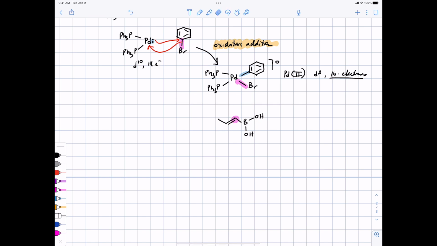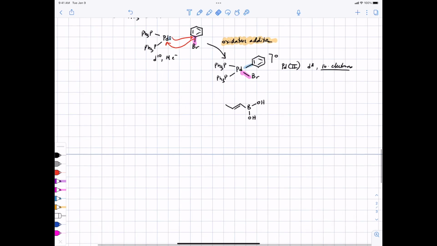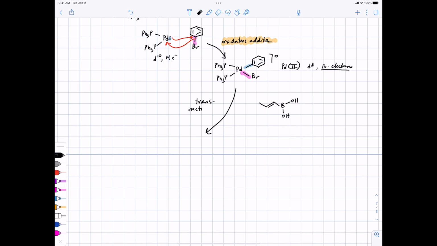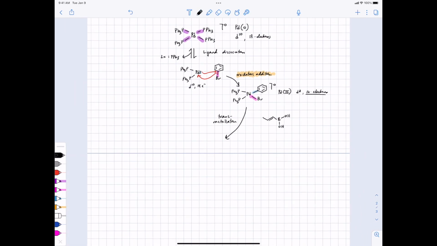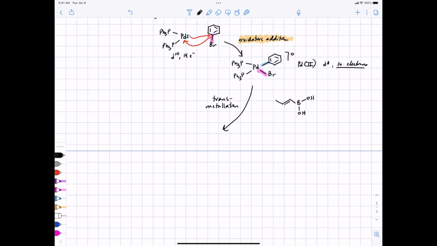What's going to happen here is kind of difficult to push arrows for. Overall, it is called a transmetallation. The bromine here is attached to the palladium metal. The carbon here is attached to the boron metal. Boron sort of vaguely counts as a metal. And so we're going to swap ligands, or rather we're going to swap who's holding on to whom.